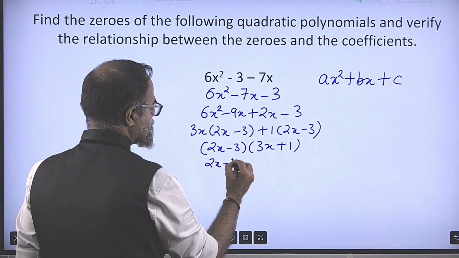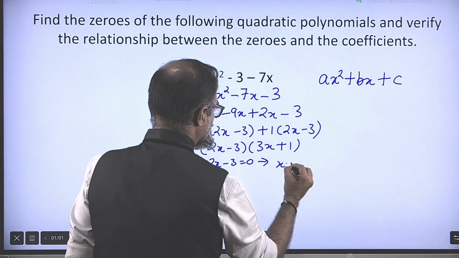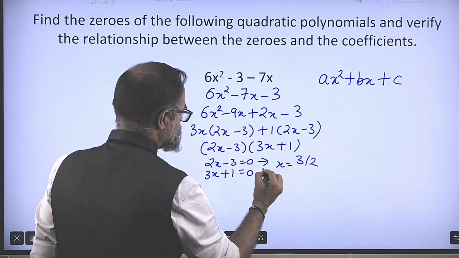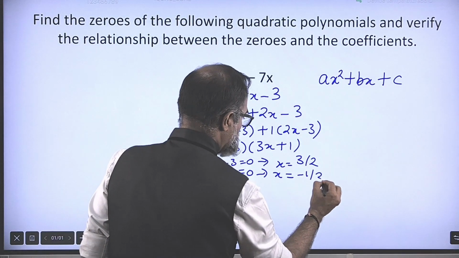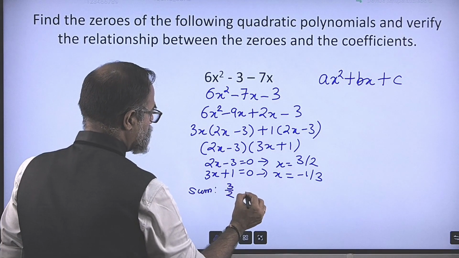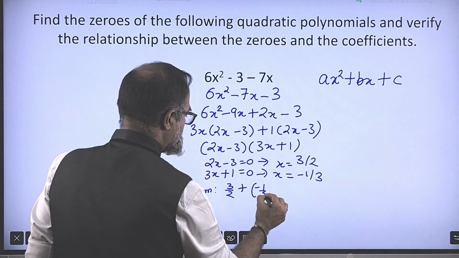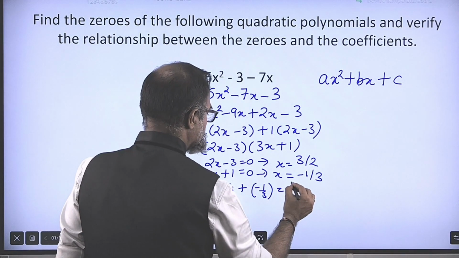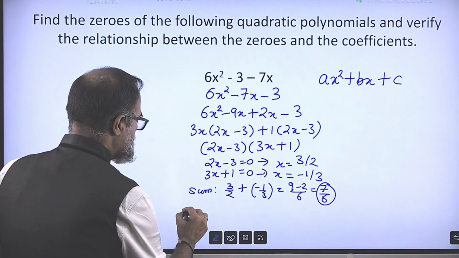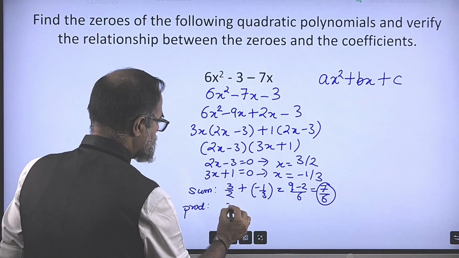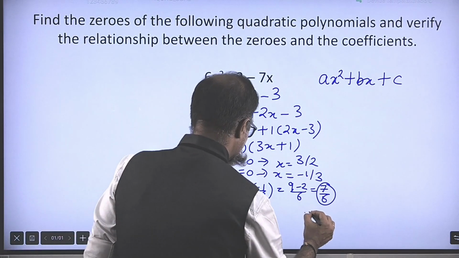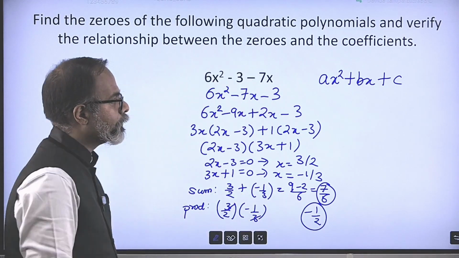If 2x minus 3 is equal to 0, then x is equal to 3 upon 2. If 3x plus 1 equals 0, then x is equal to minus 1 upon 3. So sum of the roots is 3 upon 2 plus minus 1 upon 3, which is 9 minus 2 upon 6, that is 7 upon 6, and product of the roots is 3 upon 2 into negative 1 upon 3, which is equal to negative 1 upon 2.